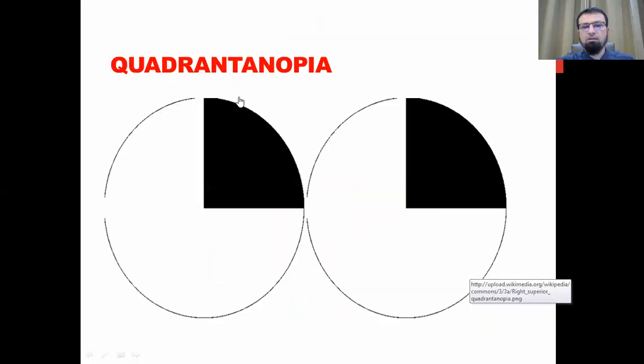And this is called quadrantanopia. The patient is not able to see only one quarter. It could be the right upper quarter or the right lower quarter, or it could be on the left side. When you do the assessment for the patient, we will come to the visual field assessment, you will find the patient is not able to see the quarter.